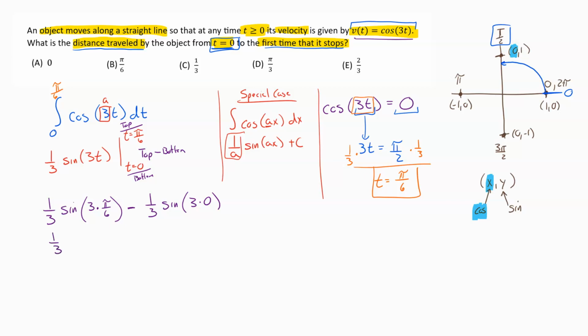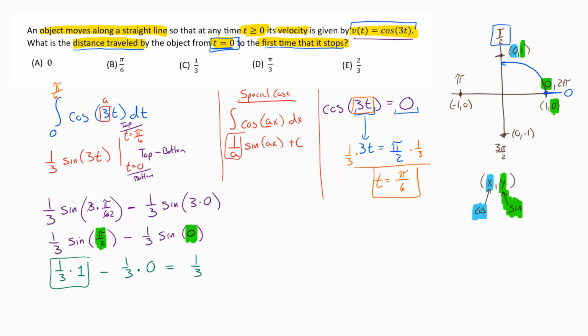We clean this up a little bit. We've got 1/3 times the sine of 3 times pi over 6, which simplifies to pi over 2, minus 1/3 sine of 3 times 0, which is 0. Lucky for us, we already have all the info for our unit circle laid out from earlier. The sine of pi over 2 is the y value at pi over 2, which is 1. So we get 1/3 times 1 minus 1/3 times the sine of 0. At 0, the y value is 0. So 1/3 times 1 gets us 1/3, and 1/3 times 0 is 0. So 1/3 minus 0 leaves us with 1/3.